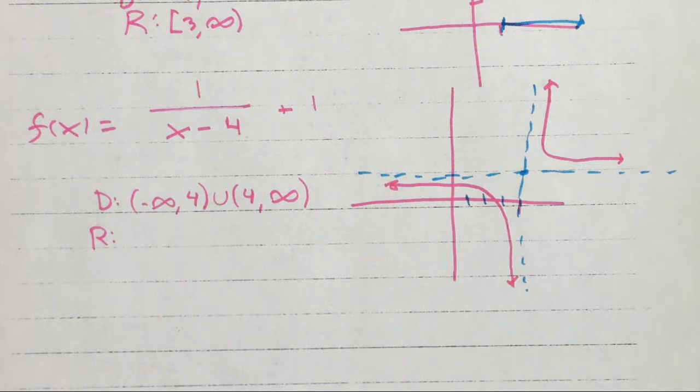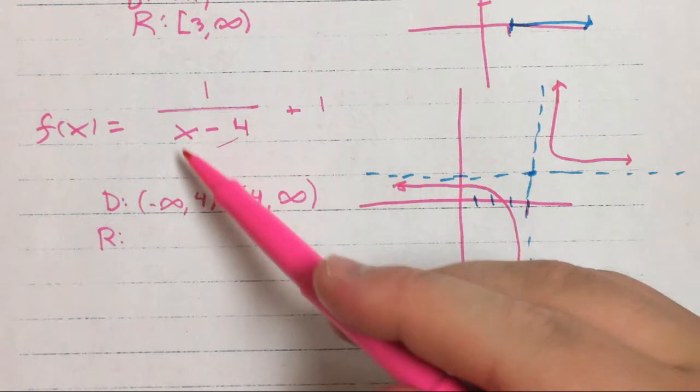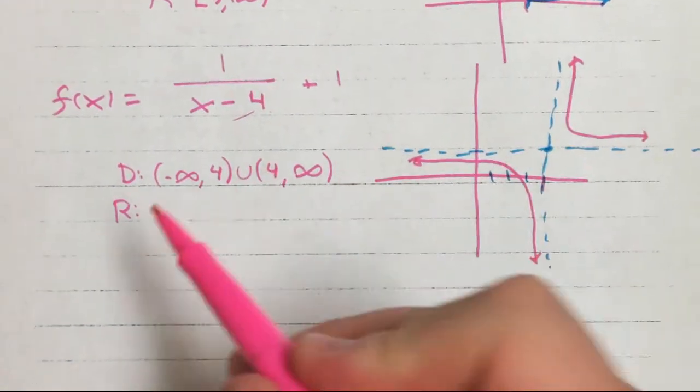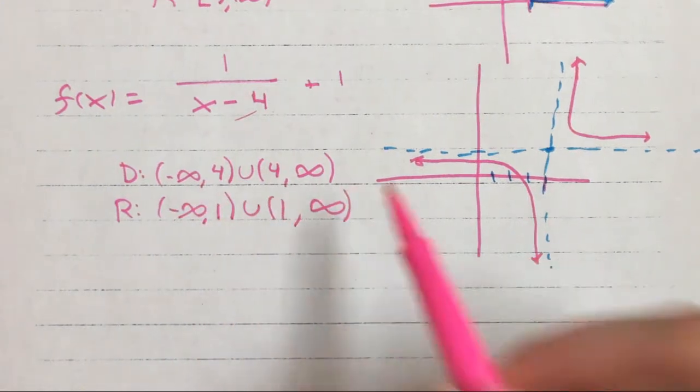What about the range? What's the only y value I'm not using? Why do you think that it can't touch 4? Because you can't plug in 4. You can't divide by 0. The range would be -infinity to 4. Nope, 4 is an x value. 1, yeah. The 1 is the y value that's not being used. So it'd be -infinity to 1, union 1 to infinity.